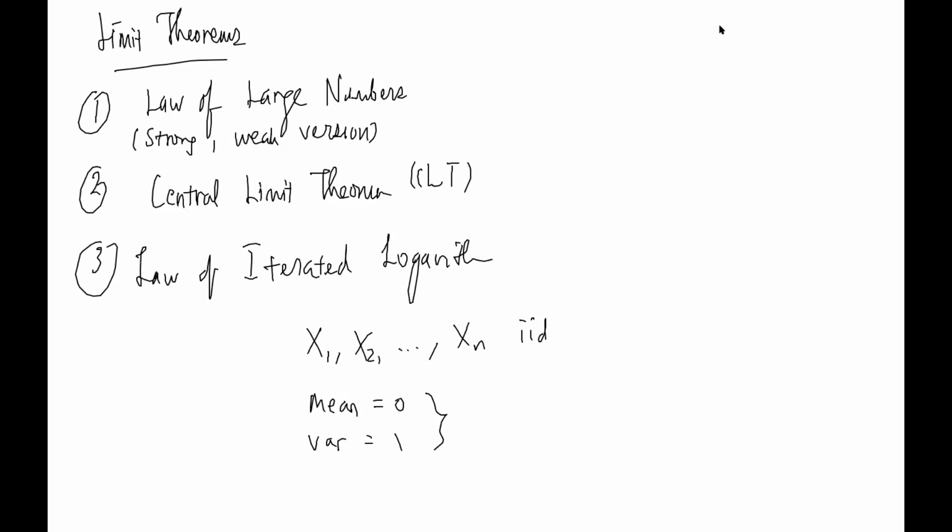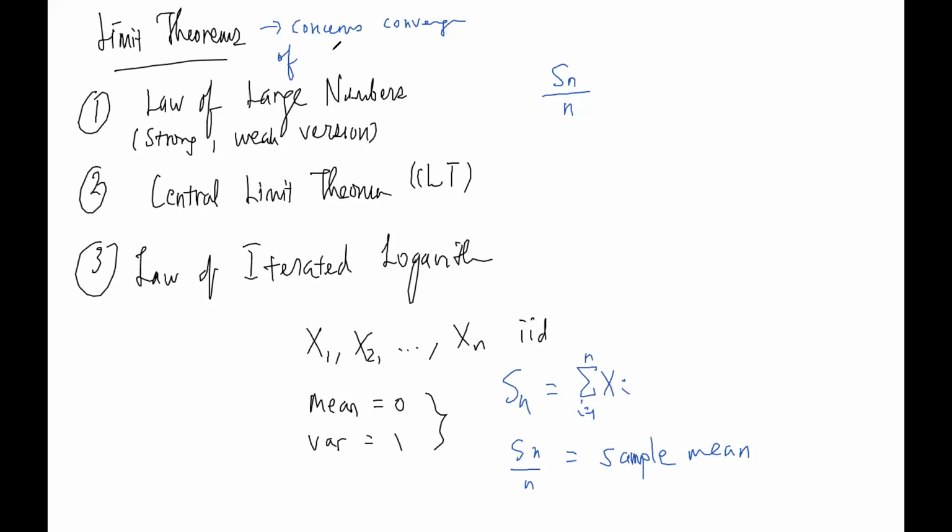Now, the strong law of large numbers concerns the convergence of this quantity, where your Sn is the sum of the n IID random variables. So your Sn over n is basically your sample mean. Your limit theorems concern the convergence of forms of Sn over n, and Sn over square root of n. So the first one, the law of large numbers, concerns the convergence of your sample mean, which is the sum divided by just n.